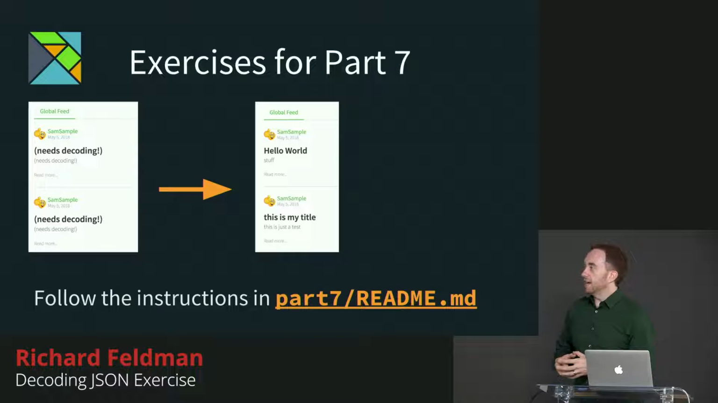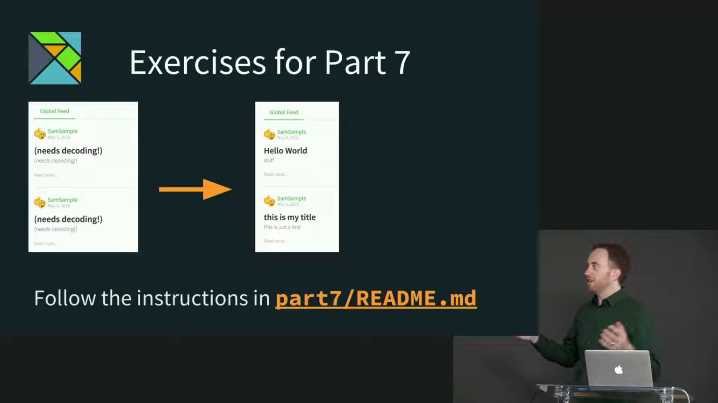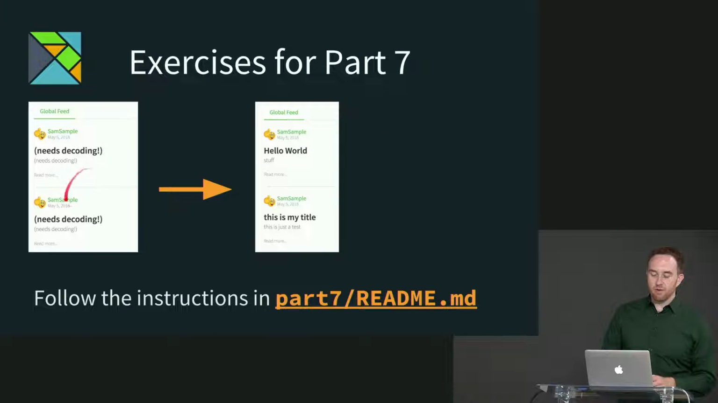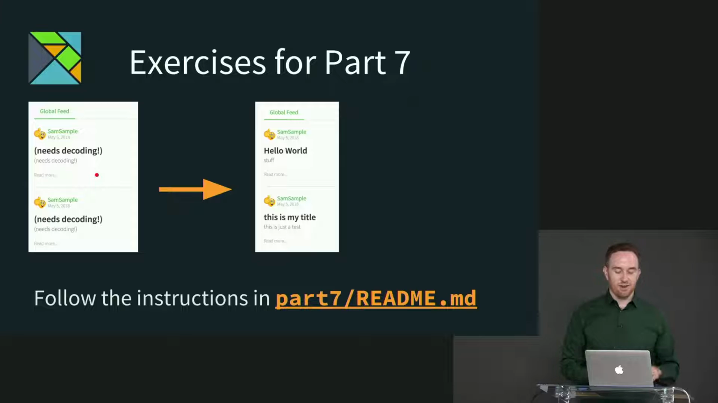So for this exercise, we're going to see that there's something slightly wrong with our feed. Once again, this poor feed really can't catch a break. On the left, we see what we're going to see when we start out: instead of actually showing the article names, because these are coming back as JSON from the server, it's just going to say "needs decoding" everywhere because that's what we've hard-coded it to.